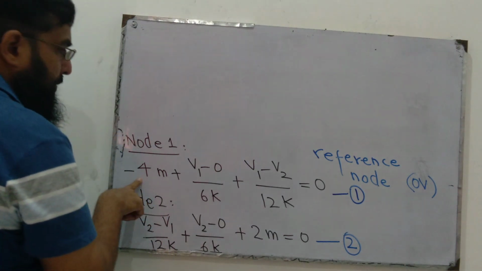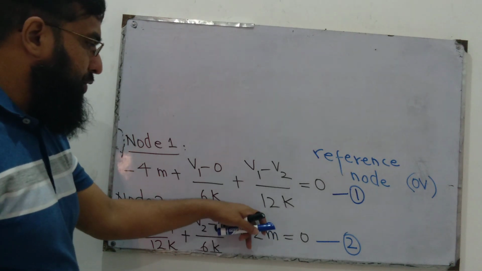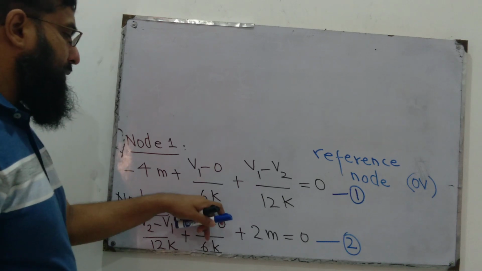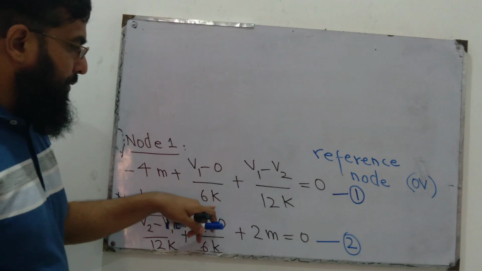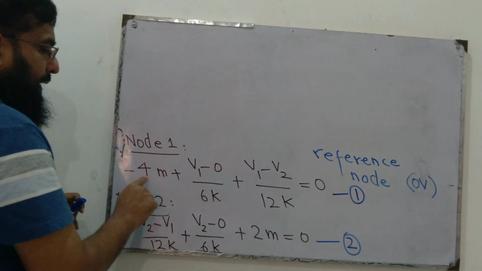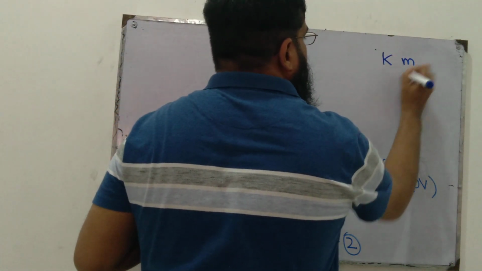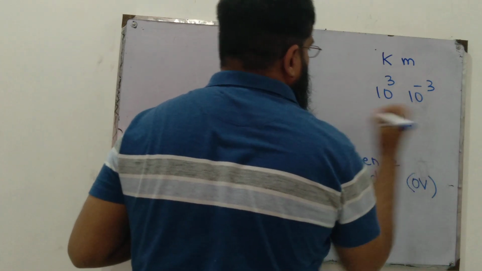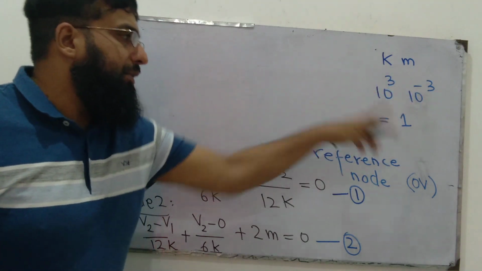First, we'll have to rearrange both equations. For equation number 1, we have 12K in the denominator and 6K in the denominator. This K stands for kilo, M stands for milli. So let's multiply this whole equation 1 by 12K. So 12K times minus 4 milli. What is K multiplied by milli? K is 10 to the 3, milli is 10 to the minus 3. So when K is multiplied with milli, the answer is 1.